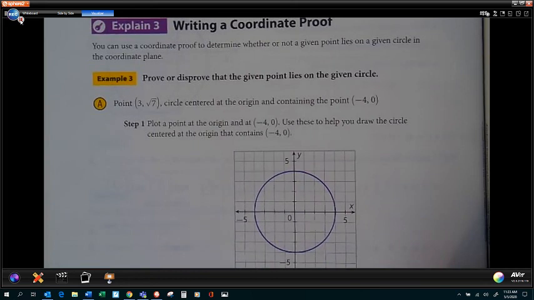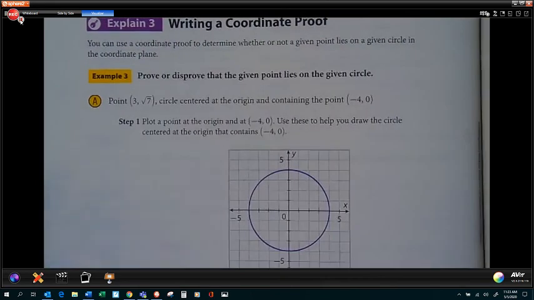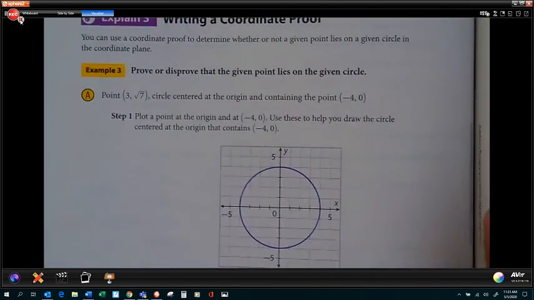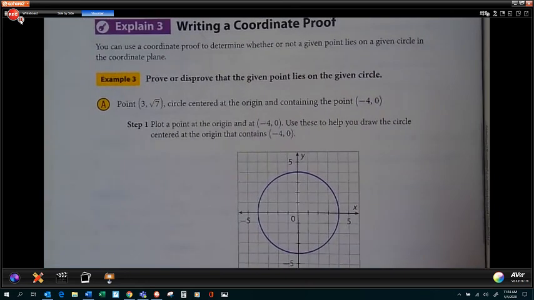The last section is writing a coordinate proof and actually proving or disproving that points lie on a given circle. You're more than welcome to open up the book and read this, or go ahead and try what's on the worksheets using what I've given you and just deducing that. And again, if you really would like to, this is optional. Go ahead and do it on the worksheets that are included, and reach out to me if you need any help.